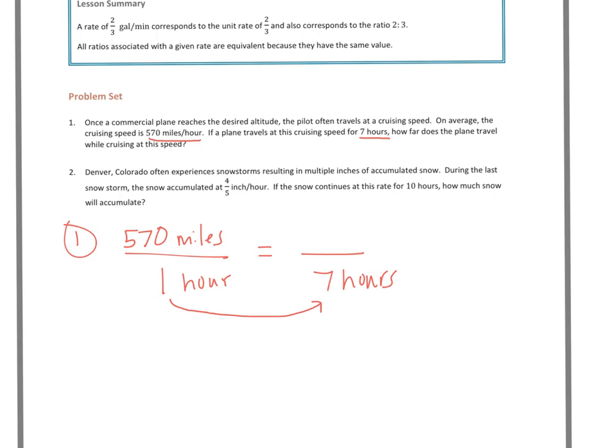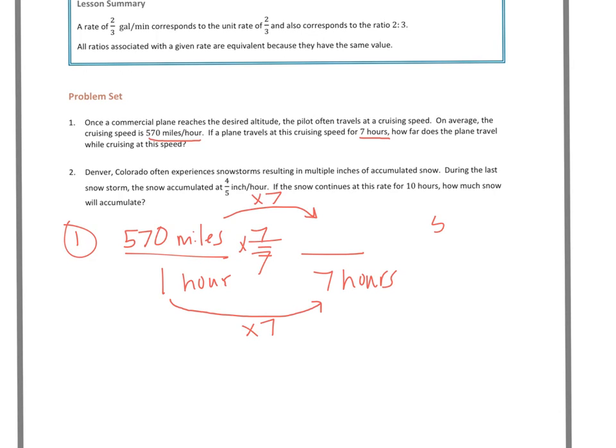So how do I get from 1 hour to 7 hours? If I multiply by 7, 1 times 7 is 7. Therefore, on the top, I can do times 7 as well, because we want them to stay equivalent. And it's not times 7 times 7. It's really times 7 over 7, because it's a 1 whole. That will not change the value of the ratio or the fraction. All it will do is just make it an equivalent.